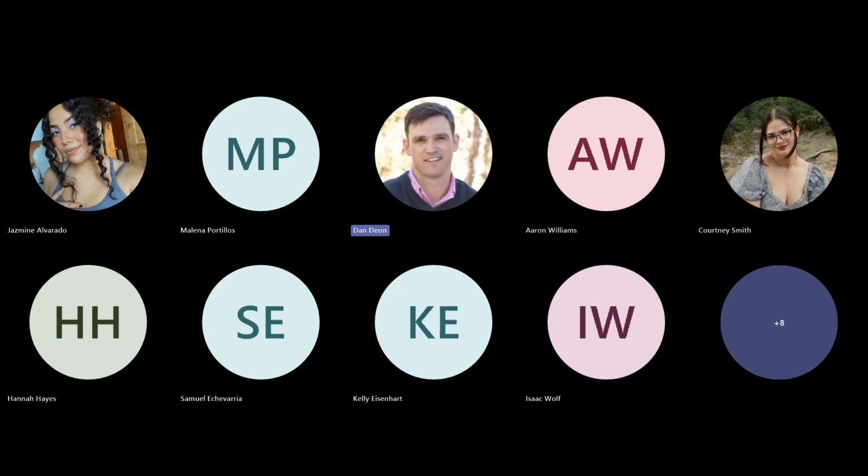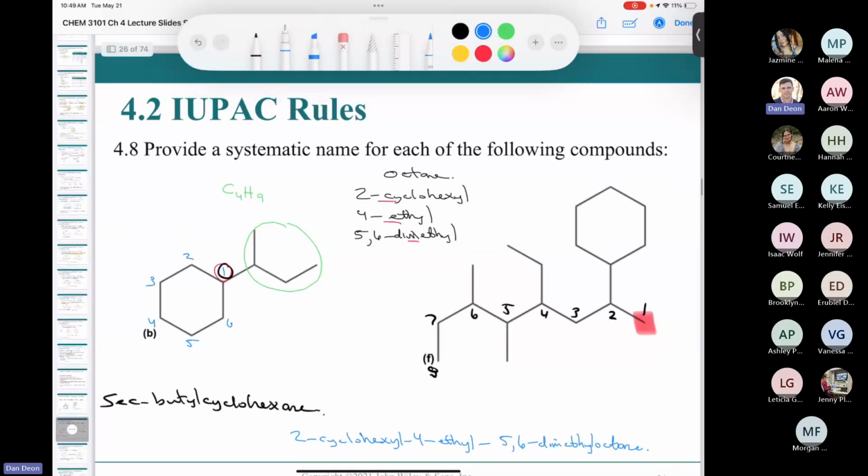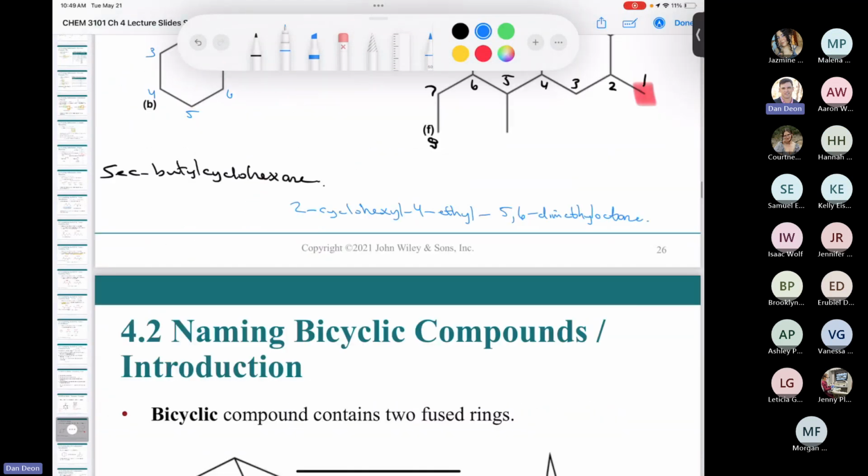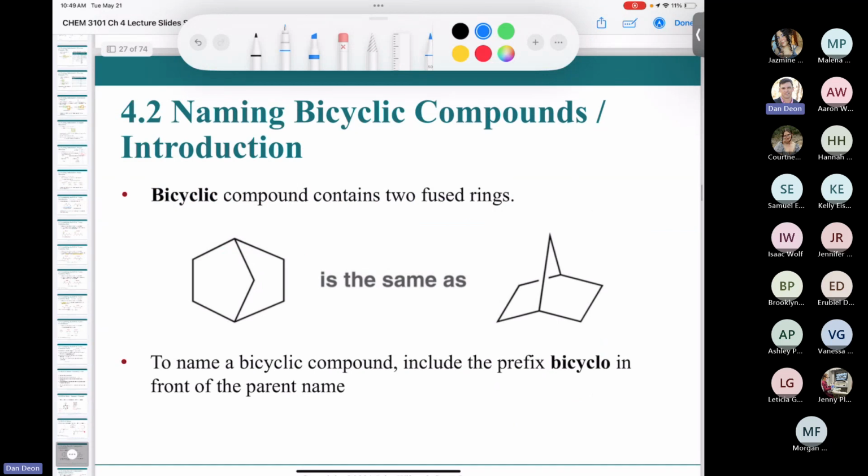So we were left off at bicyclic compounds. We finished compounds that are linear and have cyclic side chains. But when we're talking about bicyclic compounds, these are compounds that have two rings fused together.